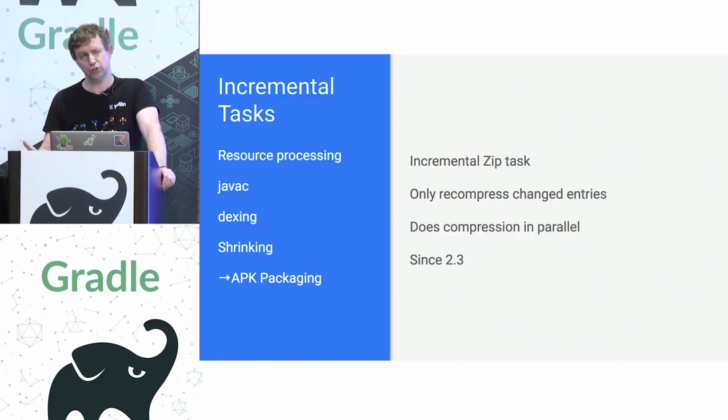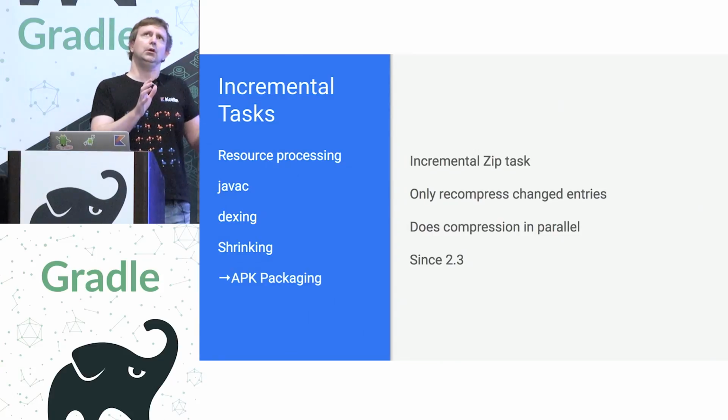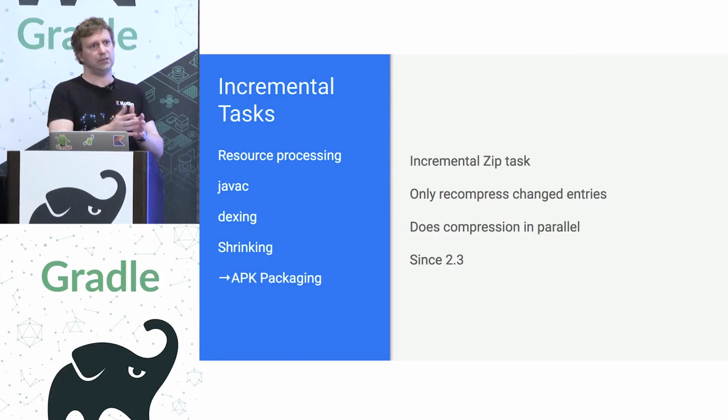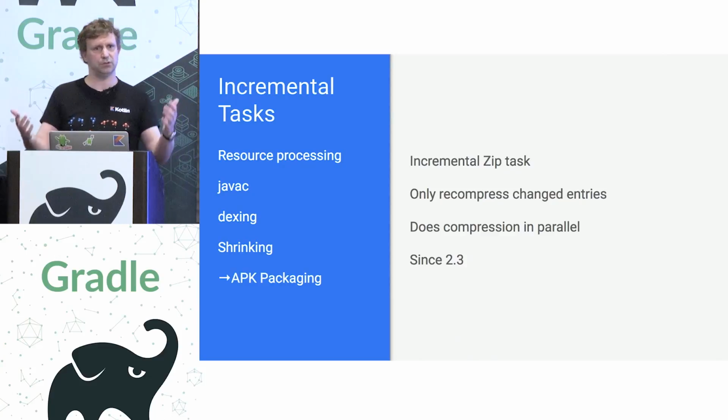So since 2.3, we have an incremental zip task that basically does that automatically. We used to do zip align after. So we used to create the APK, sign, and then after that zip align it, and now all of that is done incrementally in the same task, so it's a lot faster.